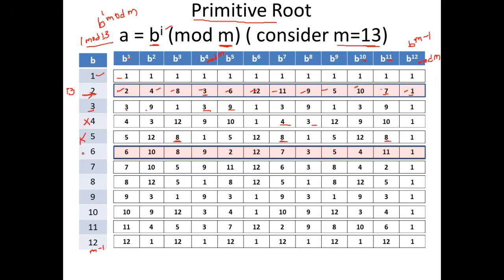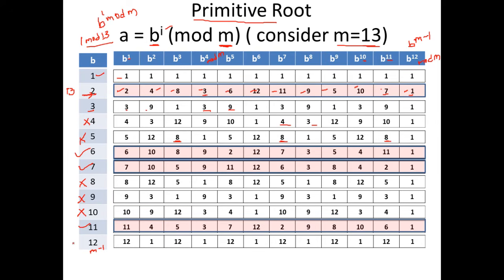Likewise, can you check 6? For 6, all the values are distinct, unique values. So 6 is a primitive root of 13. What about 7? 7 again has got all the values to be distinct values. So 7 is a primitive root of 13. What about 8? 8, 12, 5, 8, 12, 5. So 8 is not a primitive root. What about 9? 9 has got duplicate values, not a primitive root. What about 10? 10, 9, 12, 3 and 10, 9, 12, 3. Again 10 has duplicate values, not a primitive root. And what about 11? 11 has got all unique values, so 11 is a primitive root. 12 again has got duplicate values.